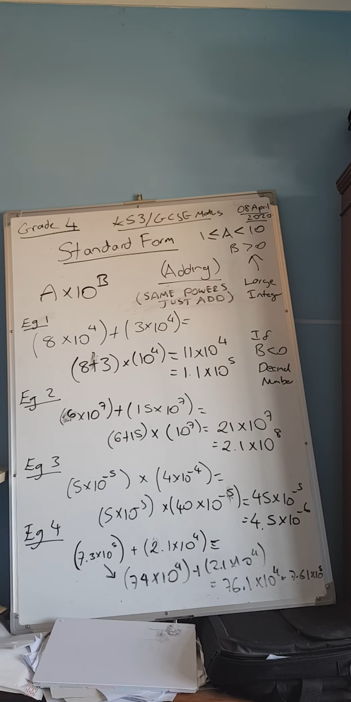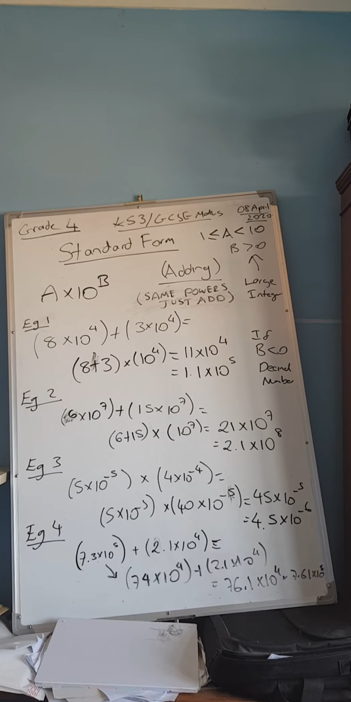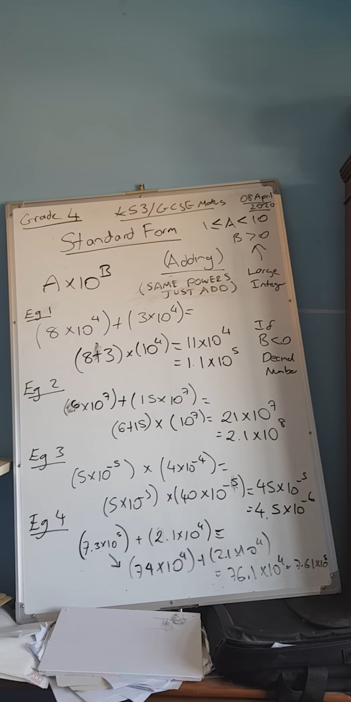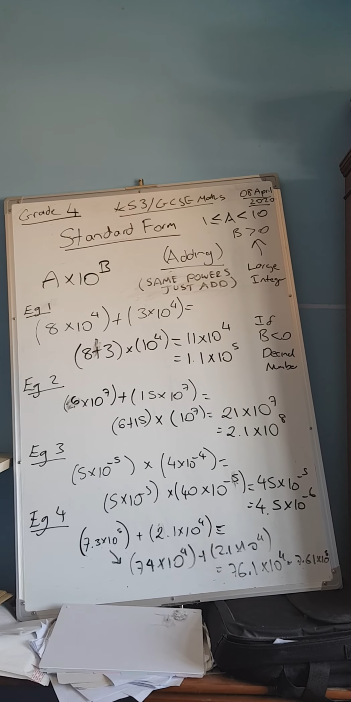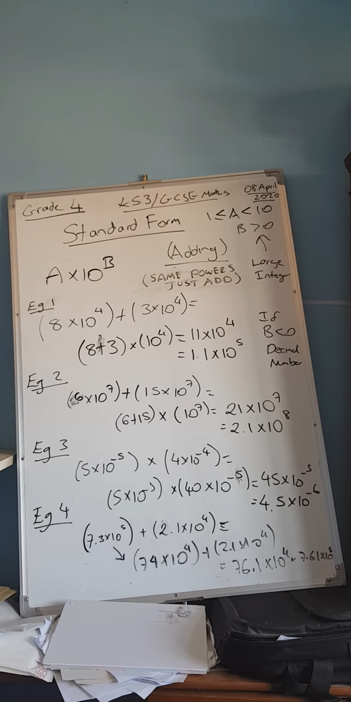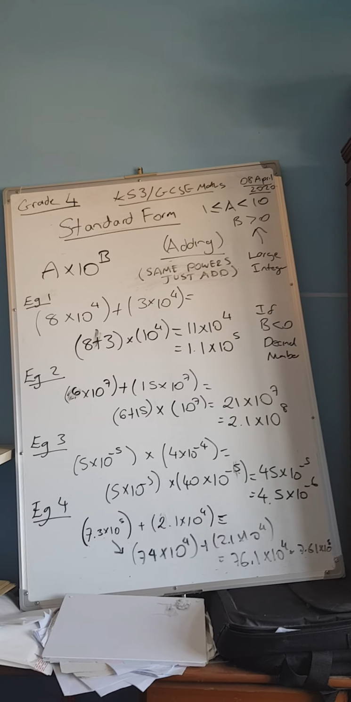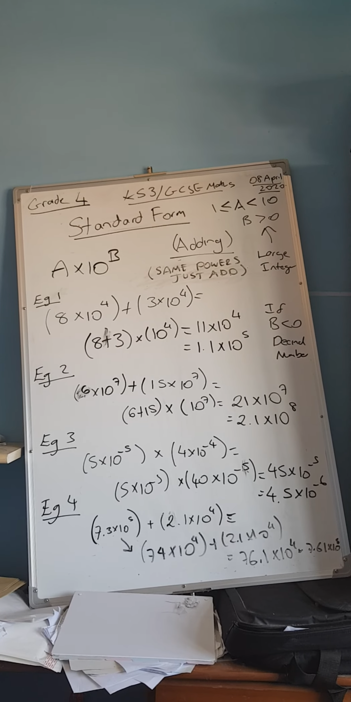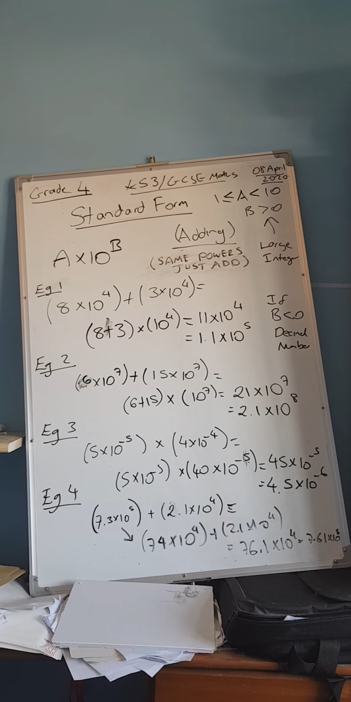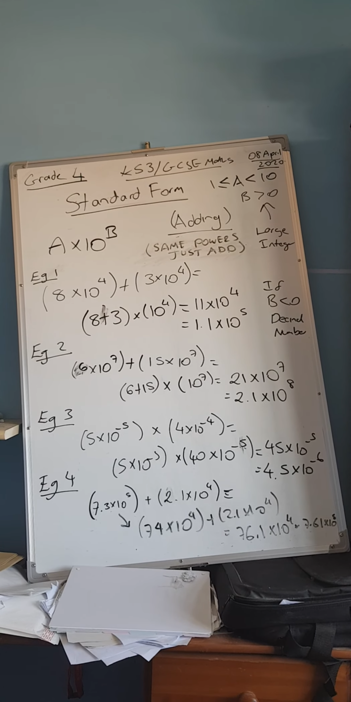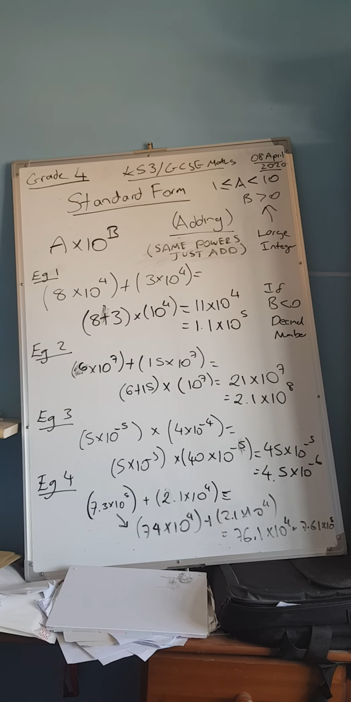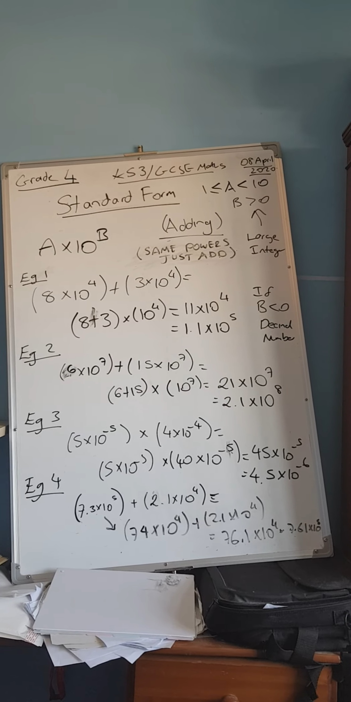Example 3: 5 times 10 to the 5 plus 4 times 10 to the 4. We need to change it so that the powers are the same. So I've changed the 4 times 10 to the 4 to 40 times 10 to the 5, so I've bumped up the number and decreased the power by 1. Sorry, that should be an add, not a times. So it's 5 plus 40, which is 45, times 10 to the 5, which is 4.5 times 10 to the 6. Remember that standard form has to be a number between 1 and 10 times 10 to the power of something.